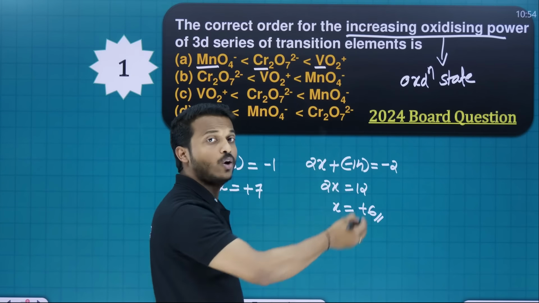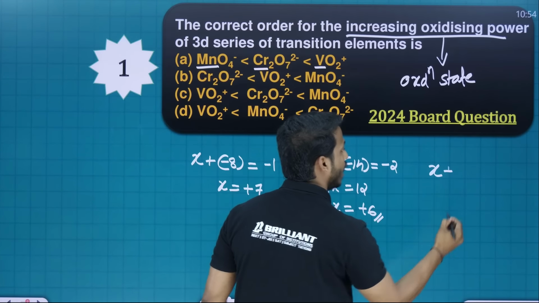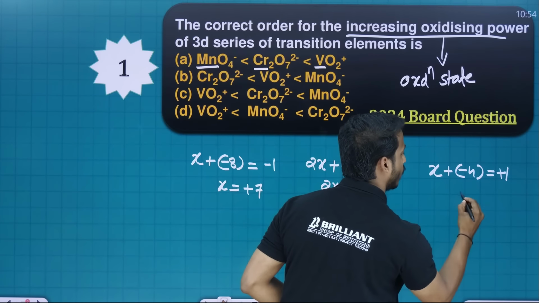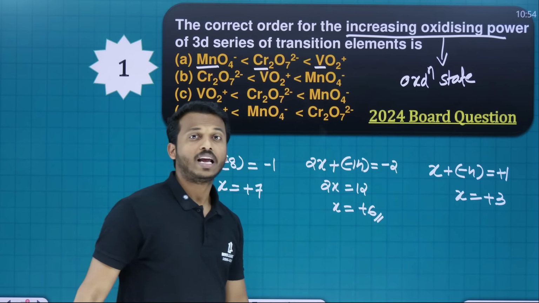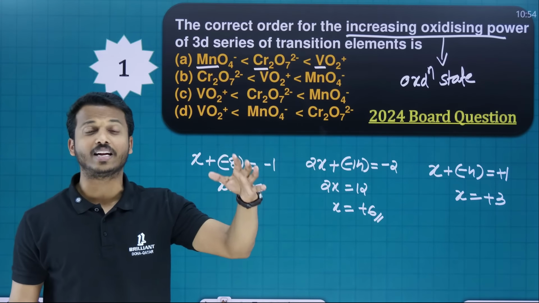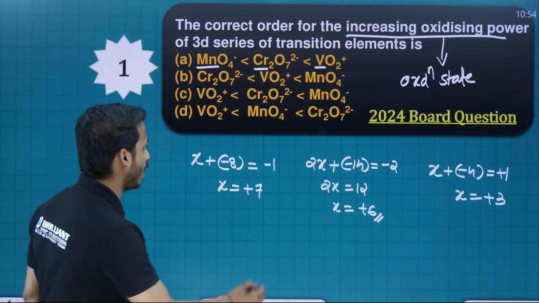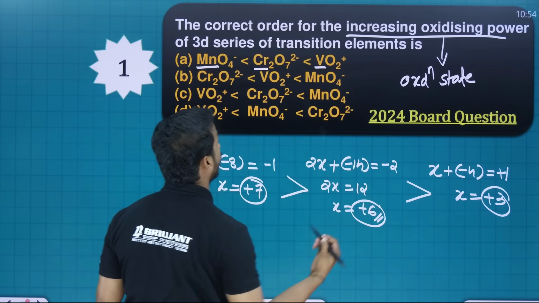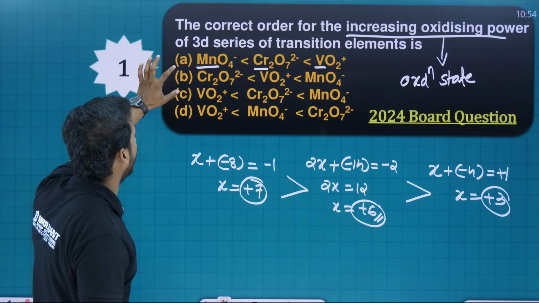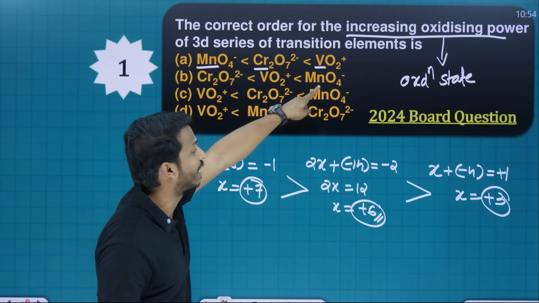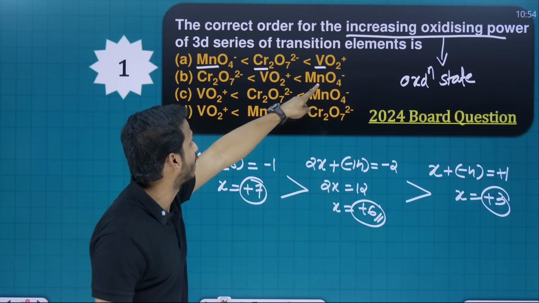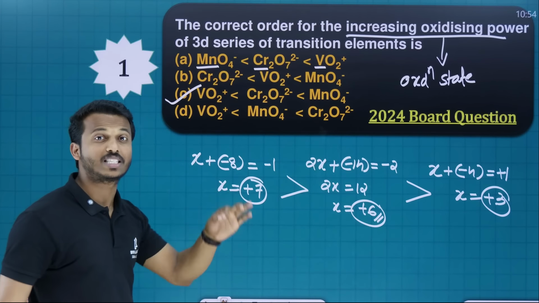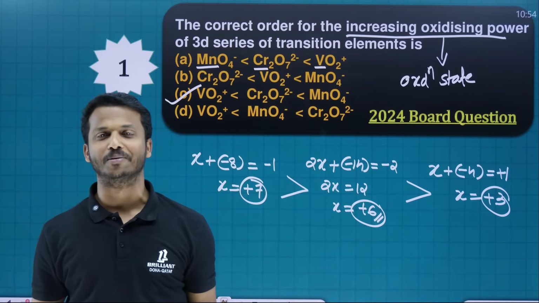What about vanadium in VO2 plus? Vanadium is X and 1 oxygen is -2, so 2 oxygen is -4 and overall charge is +1. So x equals +5. Greater the oxidation state, greater the oxidizing power. So which one has the greatest oxidation state? This one, so this is the highest. That is MnO4 minus having the greatest. Then Cr2O7 2 minus, and VO2 plus the least. So option C. This is the 2024 board question they asked.